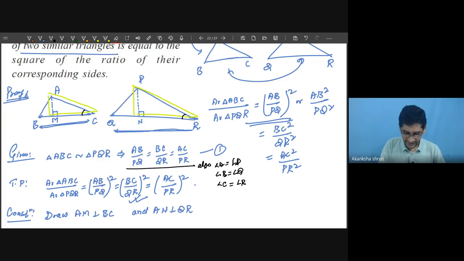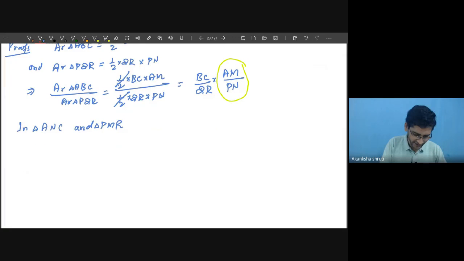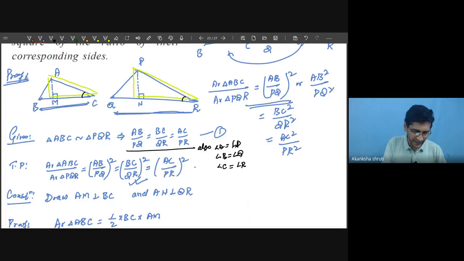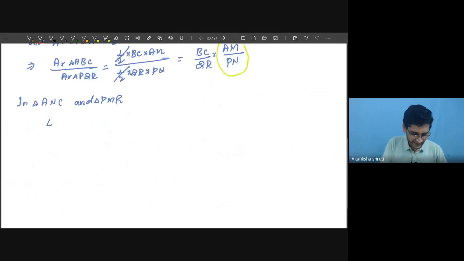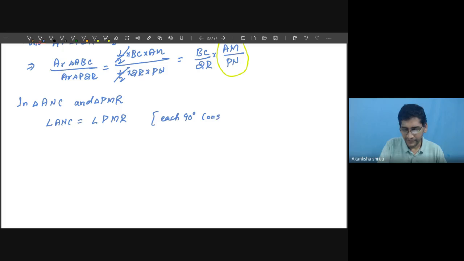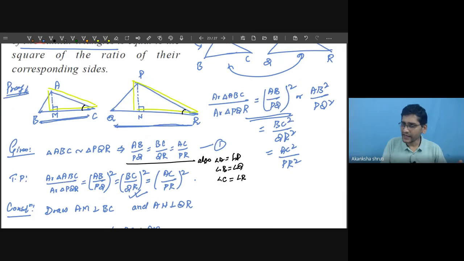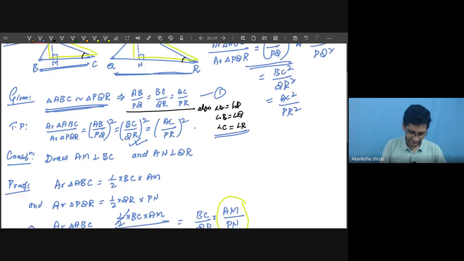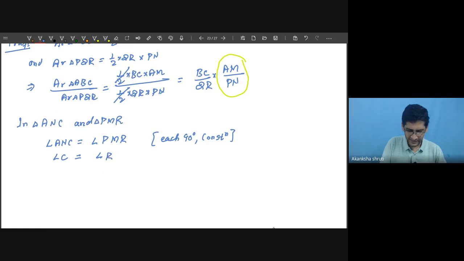So here we need to prove these two triangles are similar. Therefore, we have taken these two triangles. In this case, we have drawn the perpendicular. So angle AMC is equal to angle PNR, and angle ANC is equal to angle PMR. How? Each is 90 degrees by construction. We have drawn the perpendicular. And angle C is equal to angle R. Why? It is given. Given is triangle ABC similar to PQR, so angle C is equal to angle R.